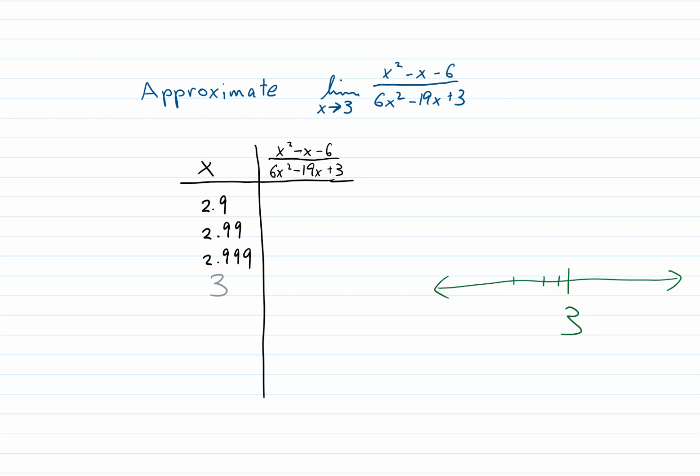Now let's go to some numbers from the other side that are approaching 3. So how about 3.1, 3.01, 3.001. Let's use those numbers.